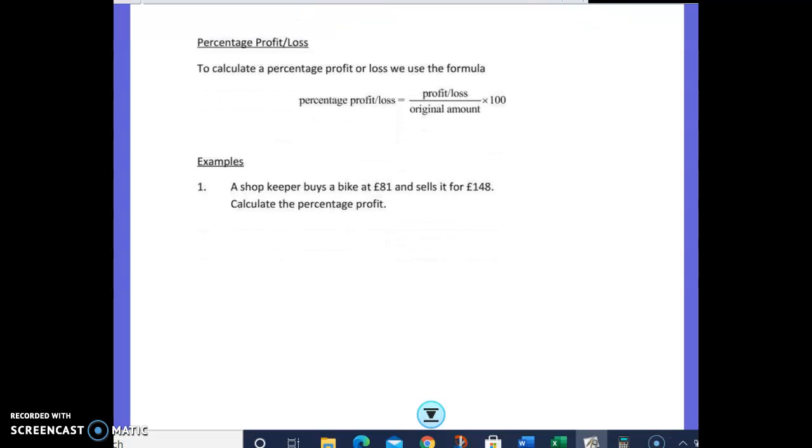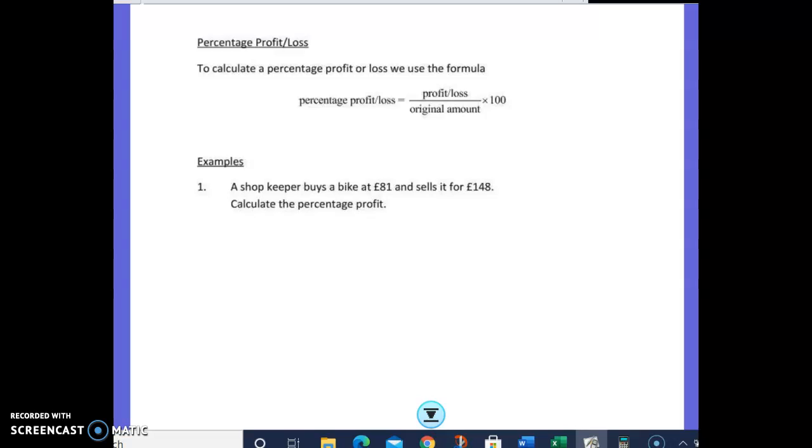Okay, the next part of percentages we're going to look at then is percentage profit and loss. If you want to calculate a percentage profit or loss, you do the actual profit or loss over the original value, which is the price it started at, and then same as changing a fraction into a percentage any other way, top number divided by bottom number, times it by 100 to get it into a percentage.